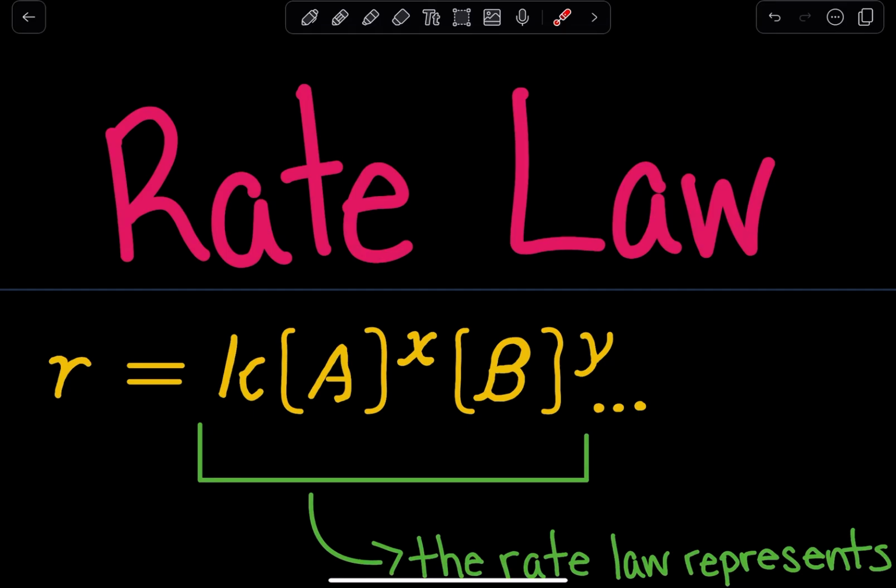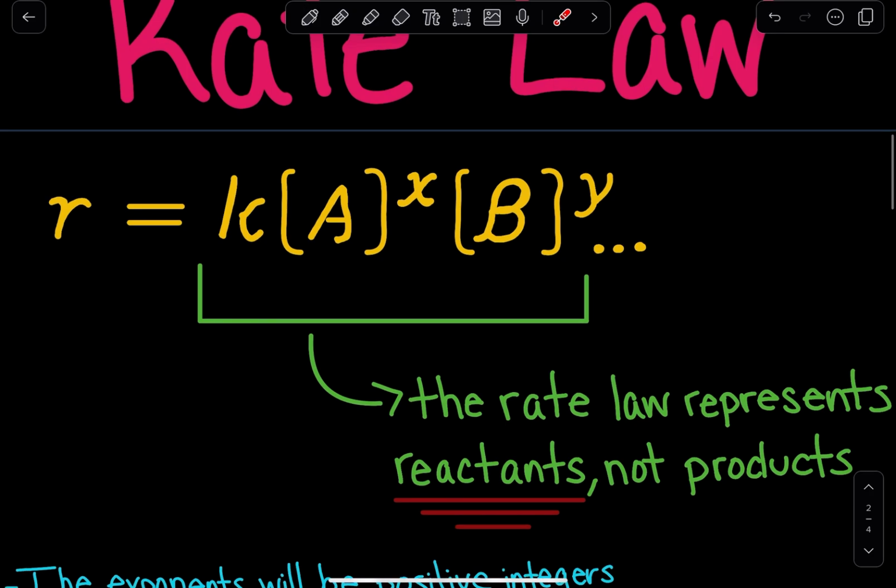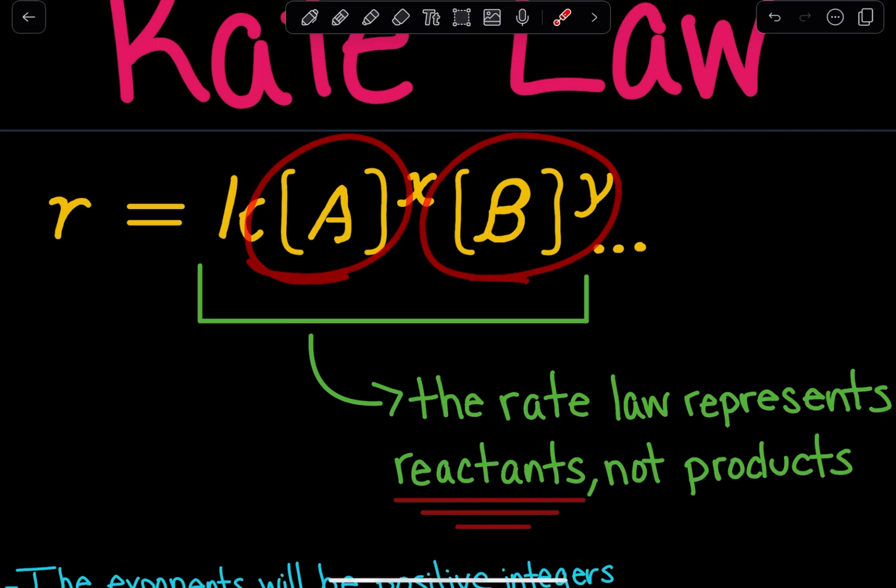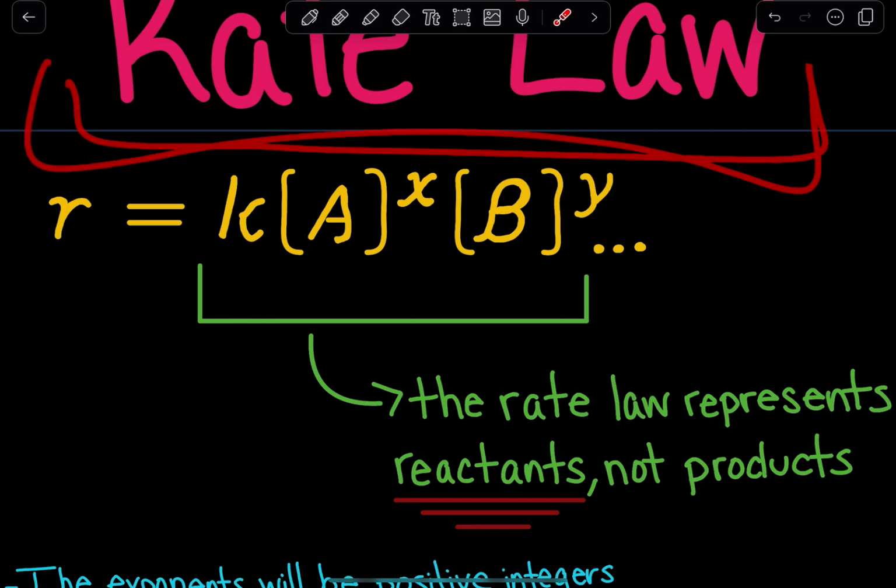In order to understand chemical kinetics, we must understand a key concept, and that is the rate law. Now, the rate law represents the rate at which the reaction occurs at varying concentrations. So as the concentration changes, how will the rate be affected? And that is what the rate law tells us.